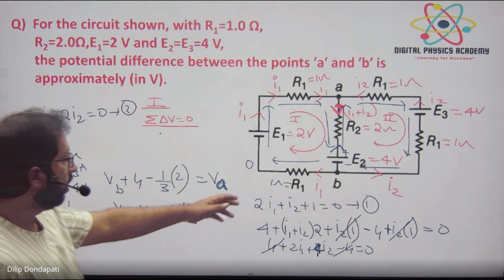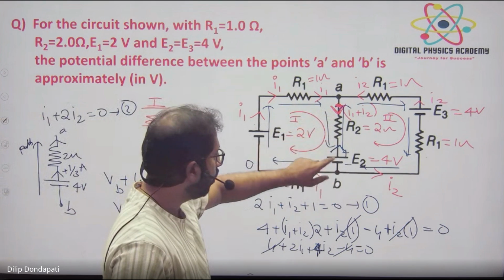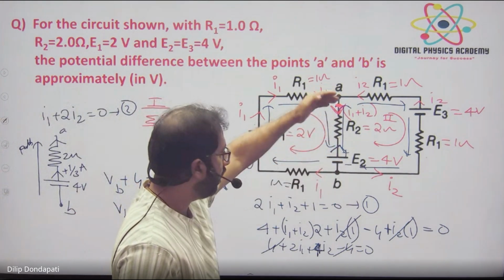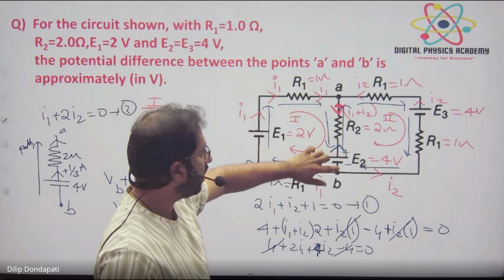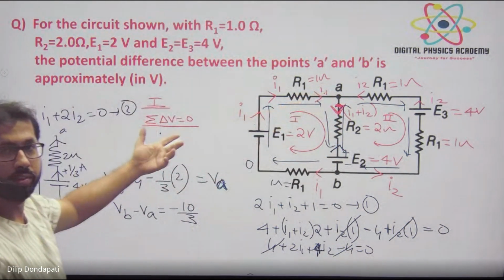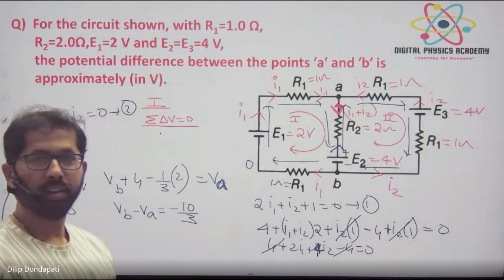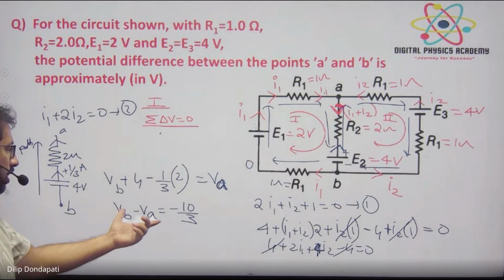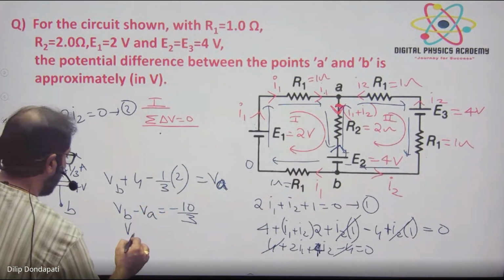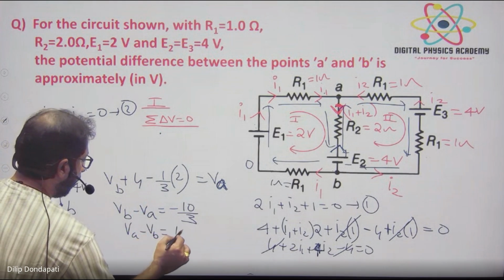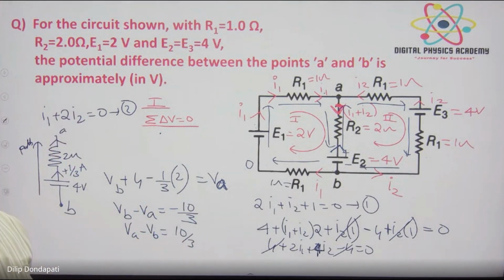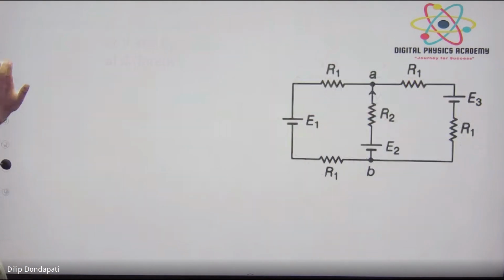Okay, because current will flow from higher to lower. The current direction is from higher to lower, right? So that means VB is higher, VA is lower, right? So yeah, you are trying to find VA minus VB, yeah? VB minus VA is 10/3 और VA minus VB is 10/3. ऑप्शन में देखना पड़ेगा. ओके? अंडरस्टूड, राइट? ये वाला चलो, without help करो.